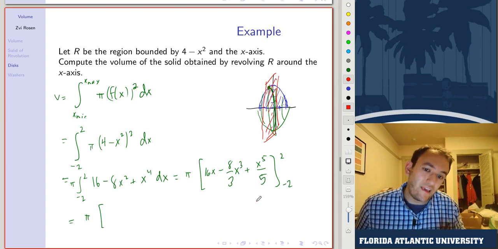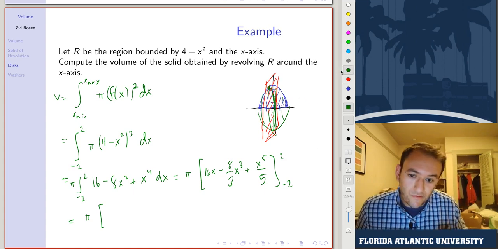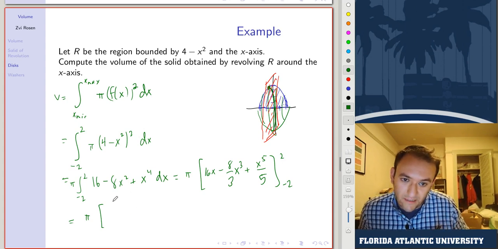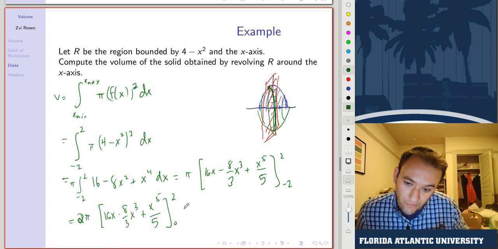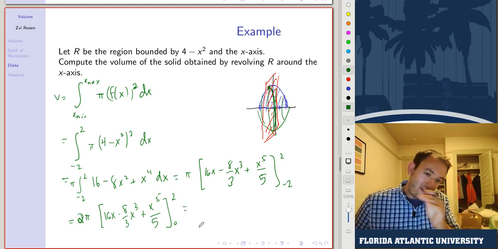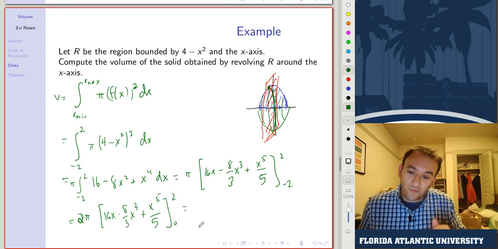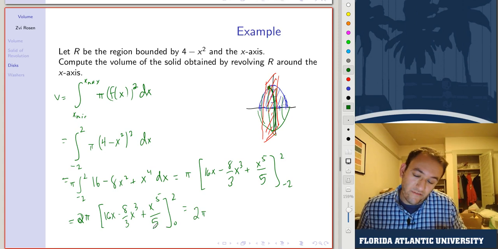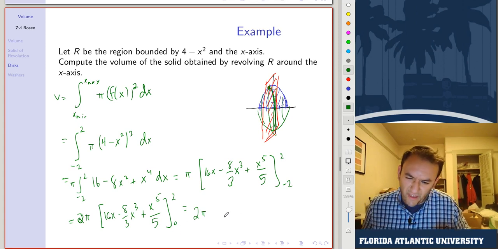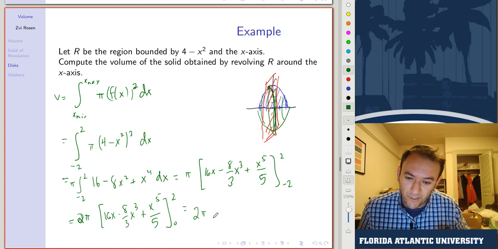Okay, and now I'm only looking at the right half. So then I could just as easily call this 2 pi times this same thing, 16x minus 8/3 x cubed plus x to the 5th over 5, from 0 to 2. Again, because we're just taking the volume on the right half of the right half and then multiplying by 2. And now we can plug in our values. Note that all of the values at the endpoint 0 are going to vanish, so we can just focus on the endpoint 2.